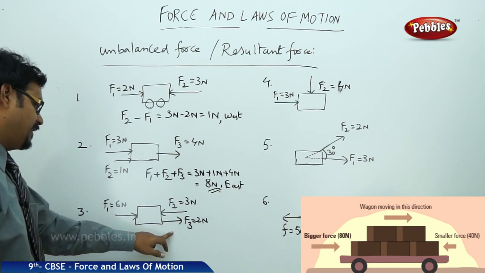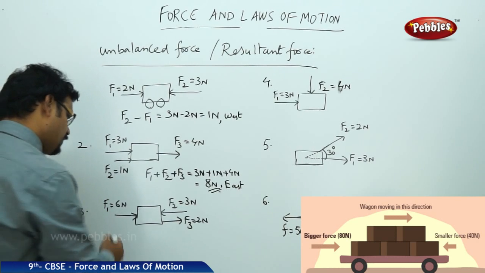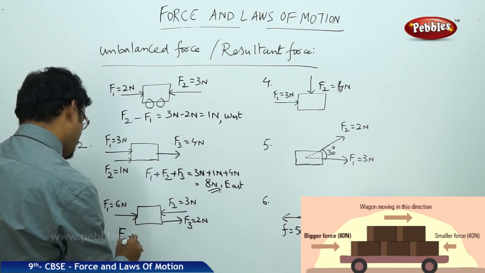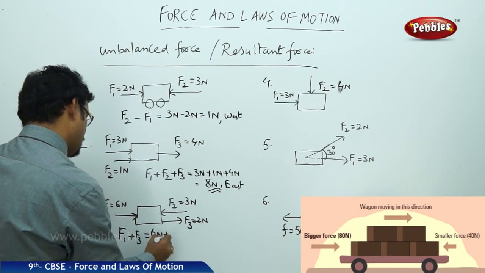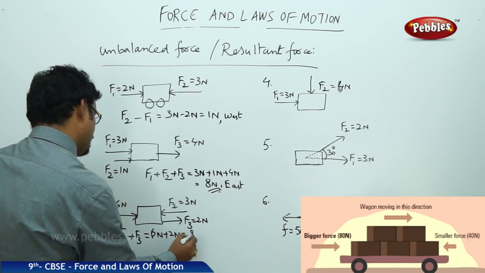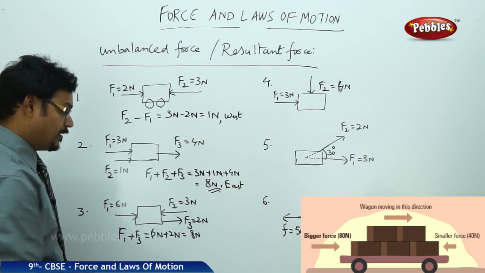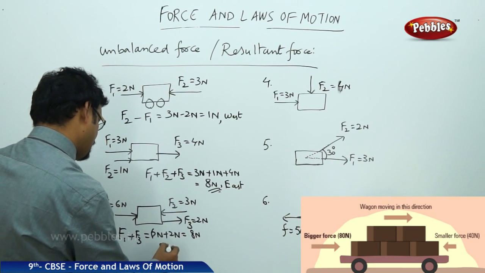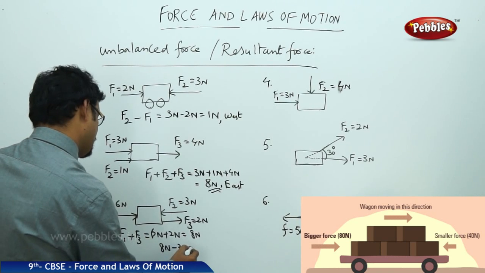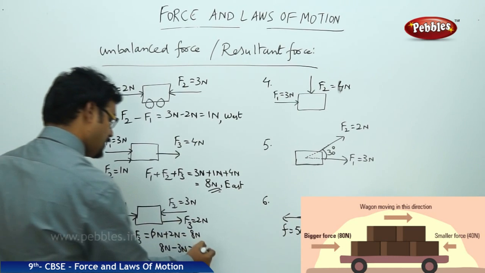Now the third one. F1 and F3 are in the same direction, but F2 is in the opposite direction. So you take F1 plus F3, 6 newtons plus 2 newtons, which is 8 newtons towards the east side, but 3 newtons to the left side. So therefore this is 8 newtons minus 3 newtons, which is 5 newtons towards east.